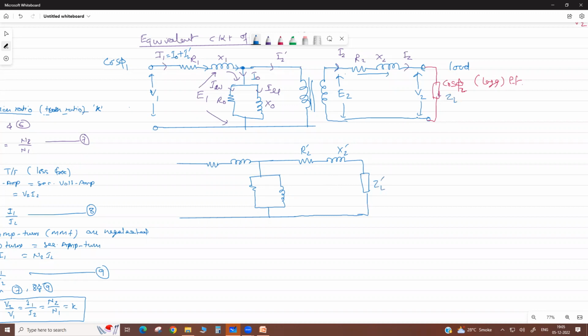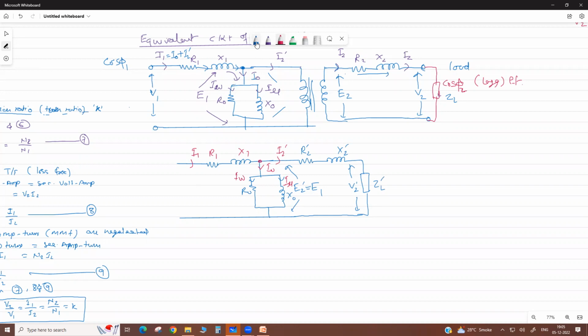Now this terminal voltage also becomes V2 dash. Here it is E2 dash also. Now E2 dash, you know what is the voltage across this here? Here it is E1, no? So it equals E1. Okay, it is R0, X0. Here it is two components, I omega and I mu, the magnetizing current. This is I naught. Here it is I1. This is R1, X1. Here it is I2 dash.